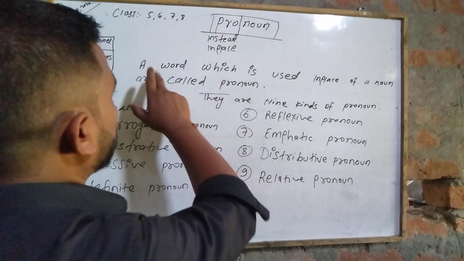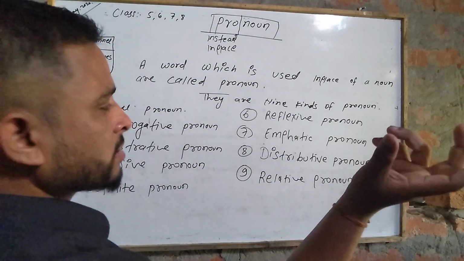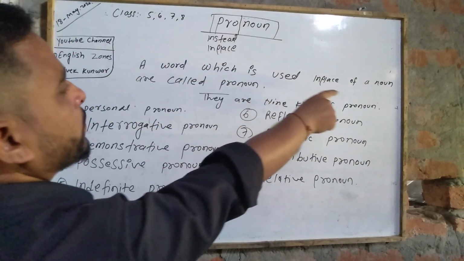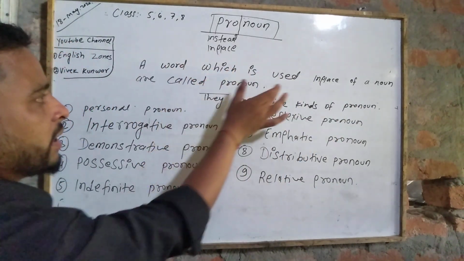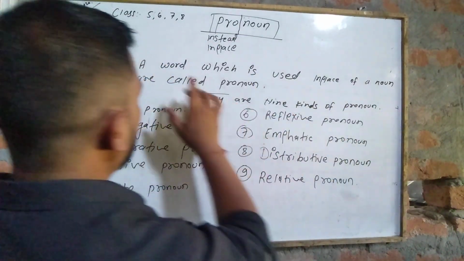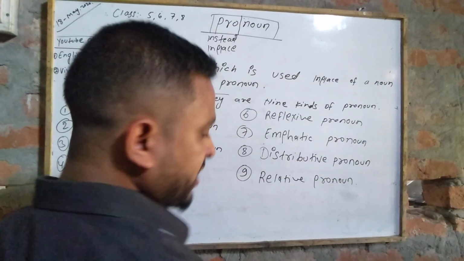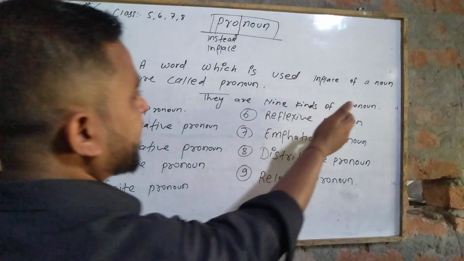Let's start with a word. You know what a word is? A combination of letters. A word which is used in place of a noun is called a pronoun. The meaning of pronoun in Hindi is sarvanam. And there are 9 kinds of pronoun.